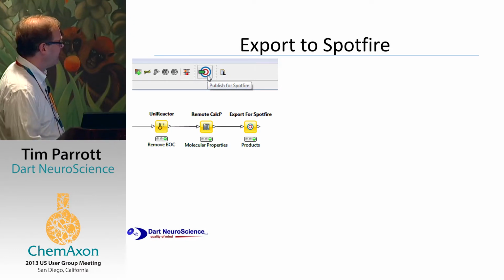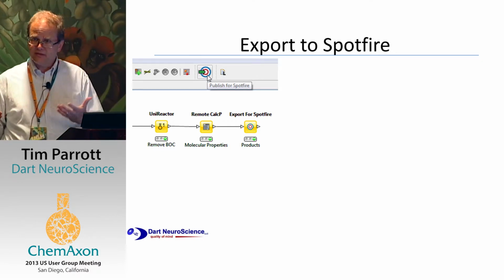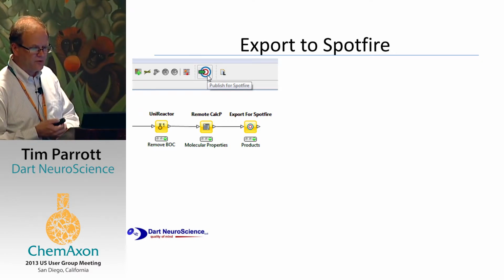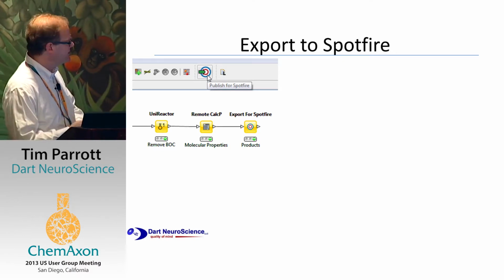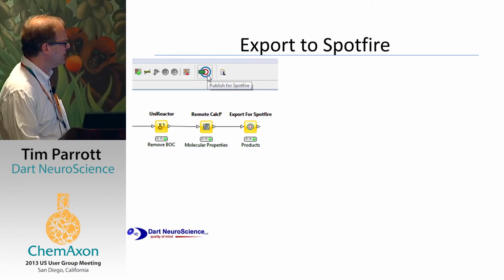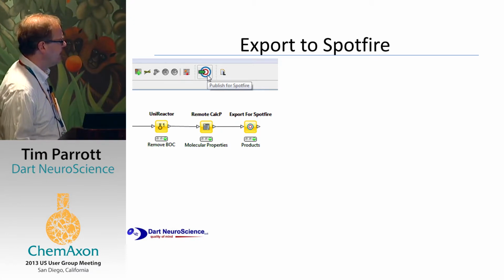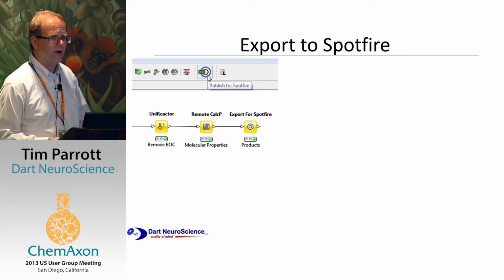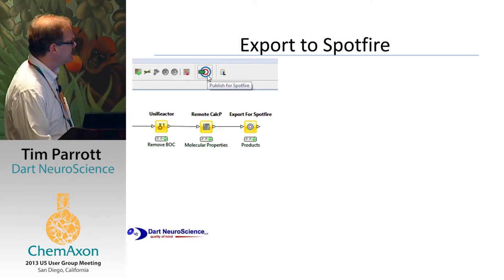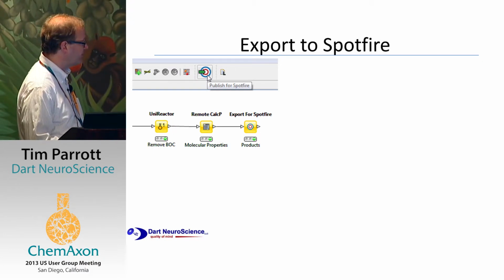Once you have all the calculations done, it's time to do some sort of filtering and selections from that. And our tool of choice on that is Spotfire. So the export to Spotfire is a two-step process. First, an export for a Spotfire node is added at the end of the workflow. And once they're ready to do the analysis, the button up here on the KNIME toolbar is pushed, and it pushes the data into Spotfire.